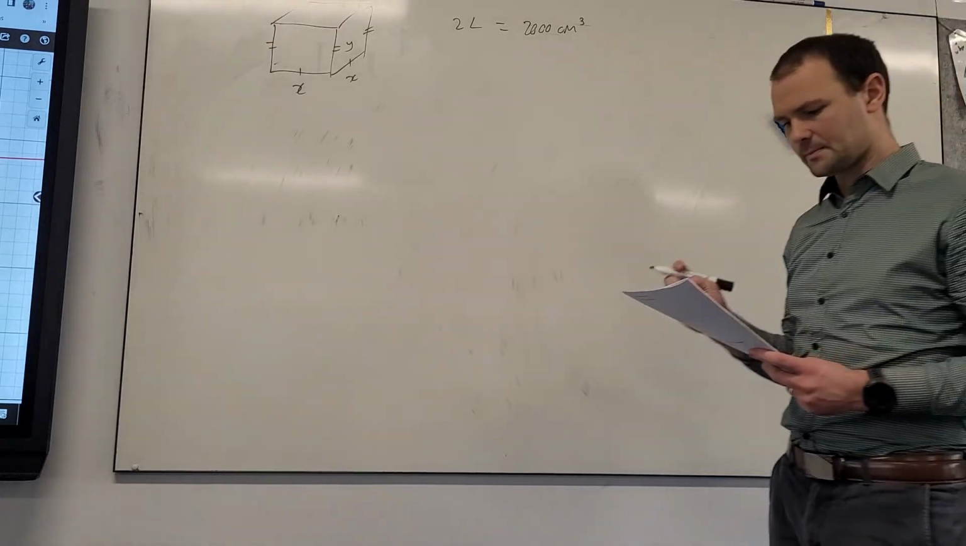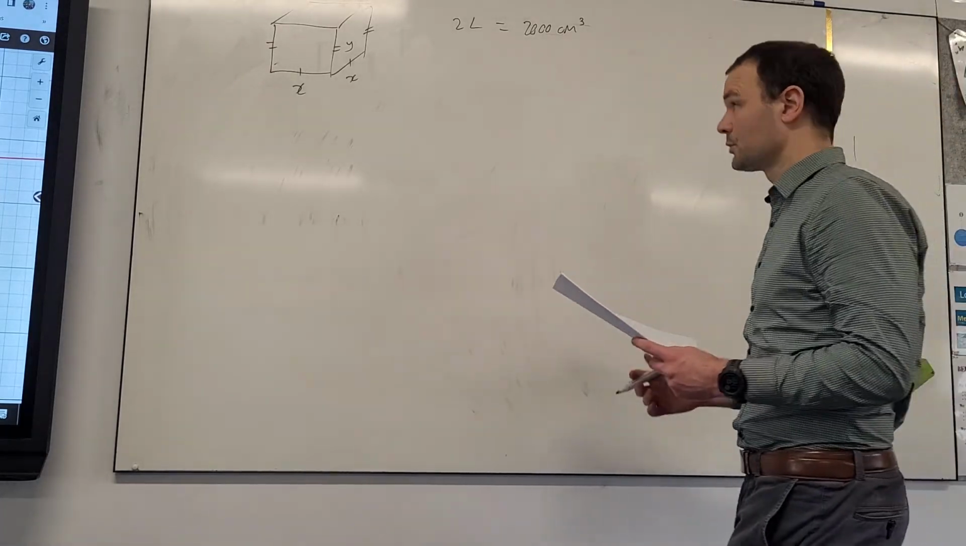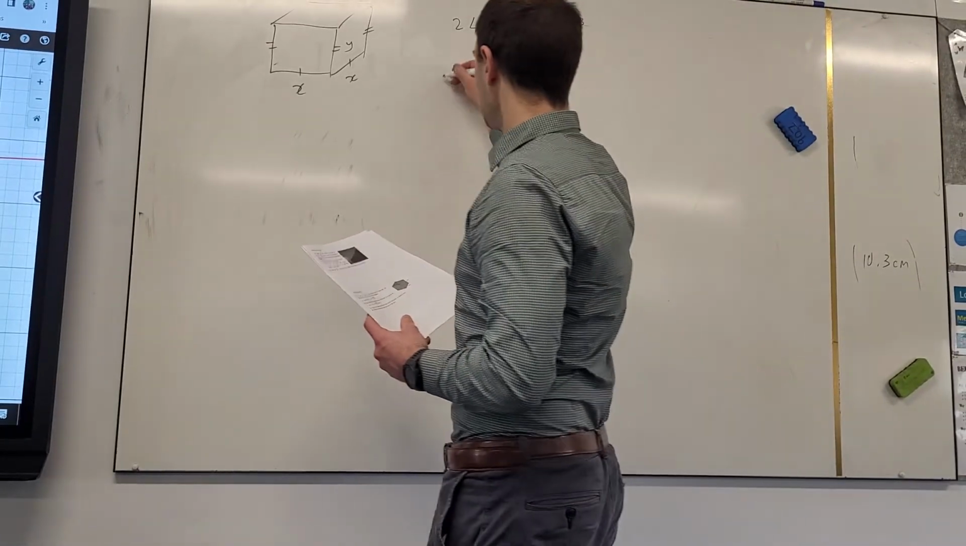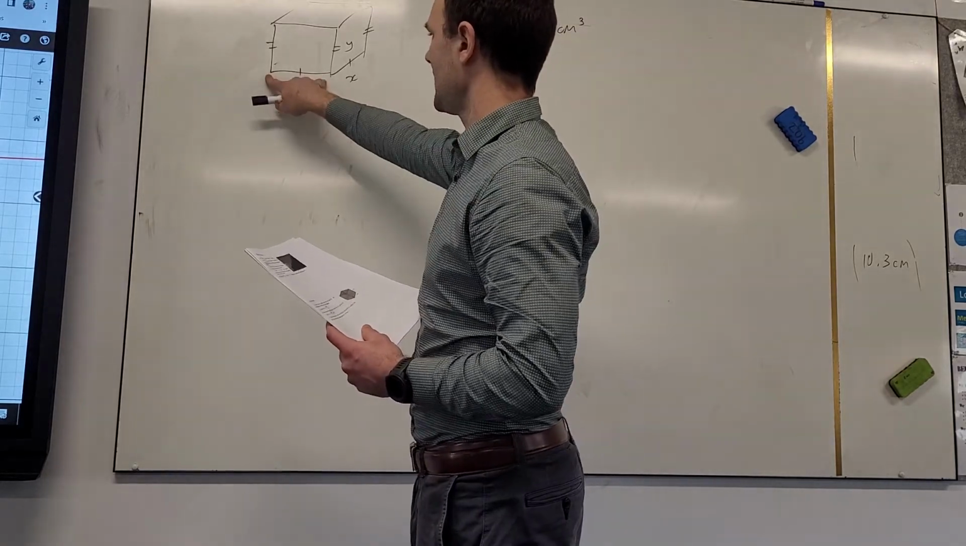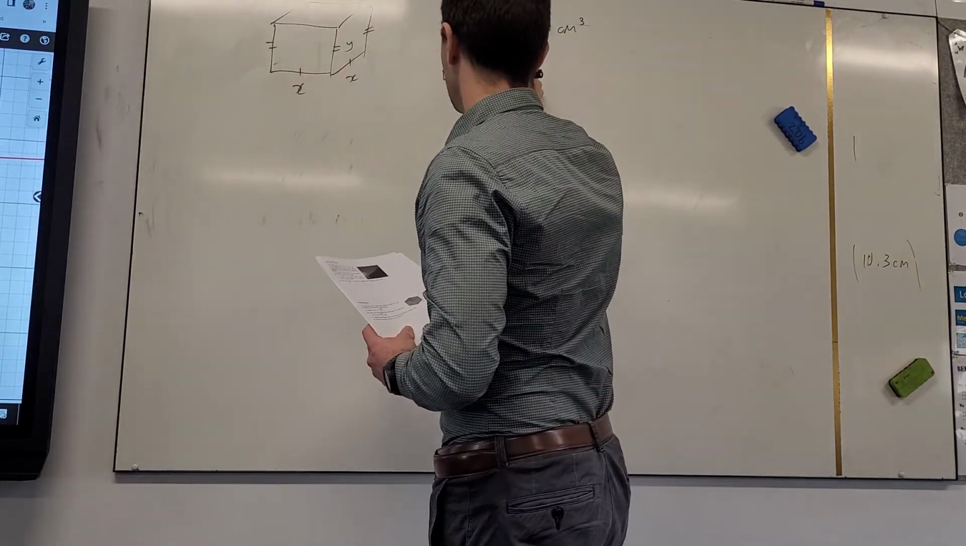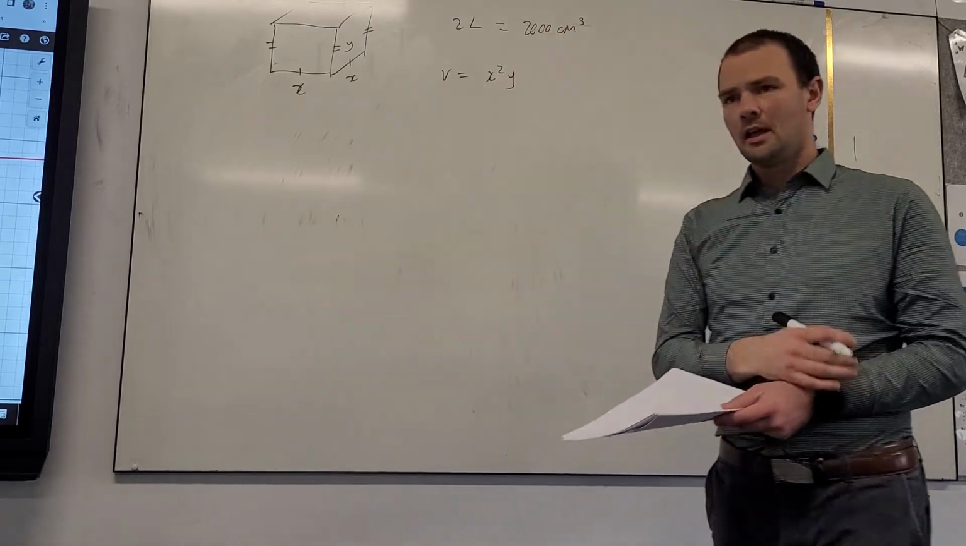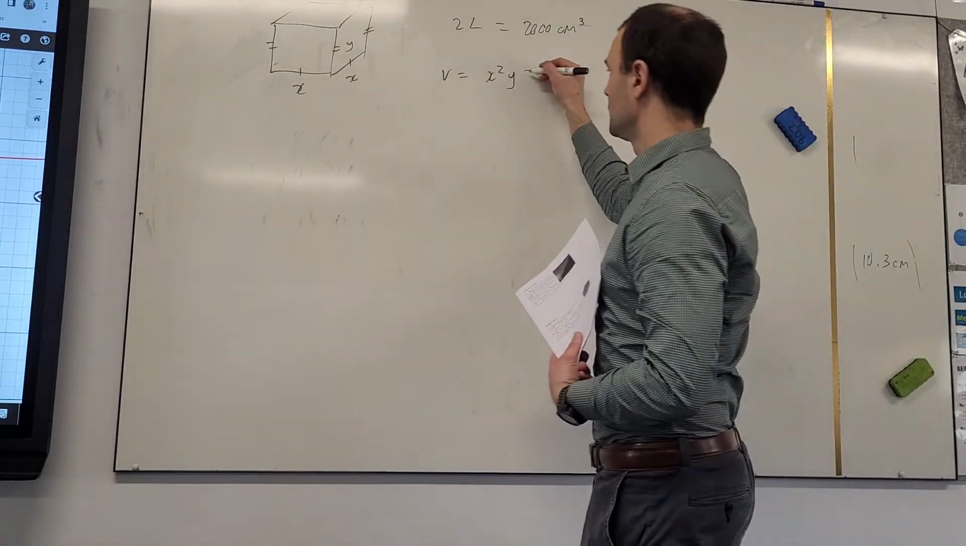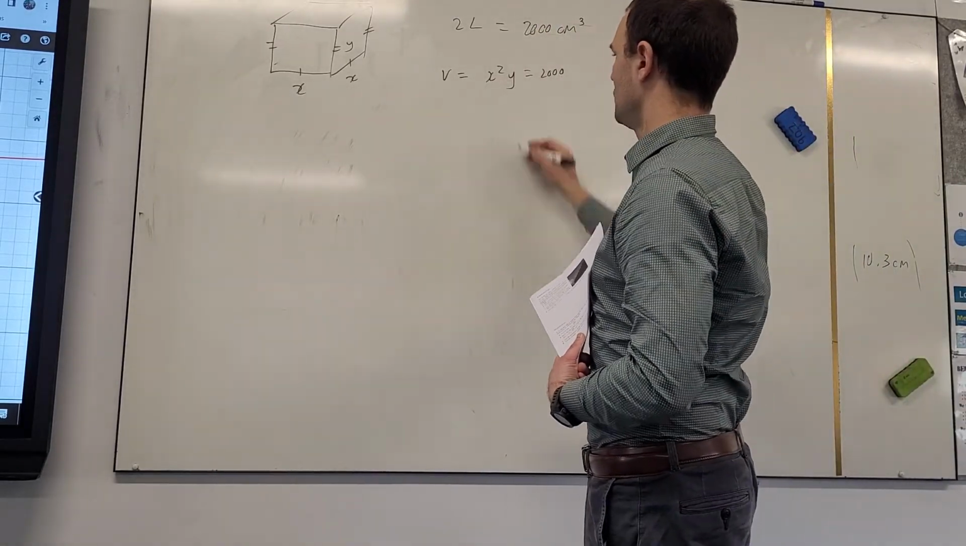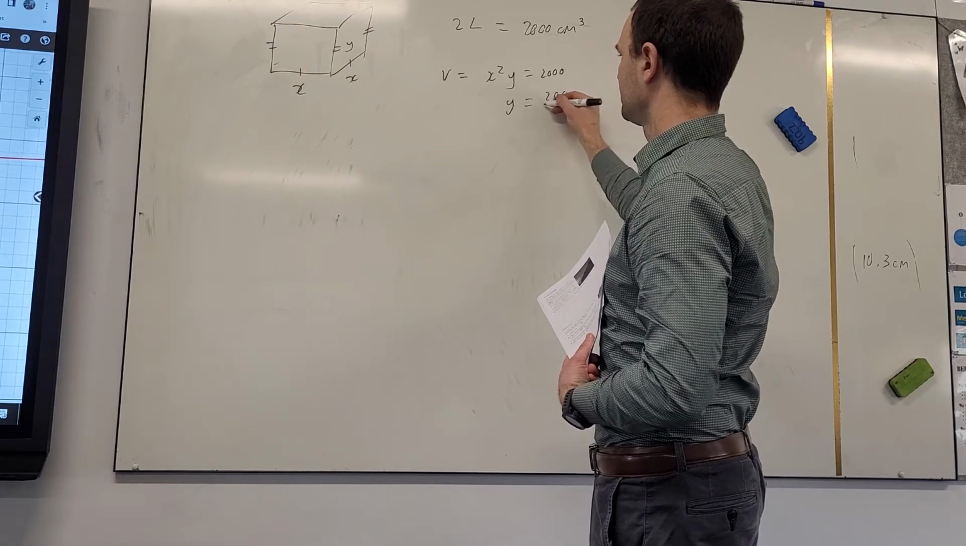Okay, first part says explain why y equals 2,000 on x squared. Well, let's think about the volume here. The volume is x squared y, and x squared y is equal to 2,000 centimetres cubed. We rearrange this.